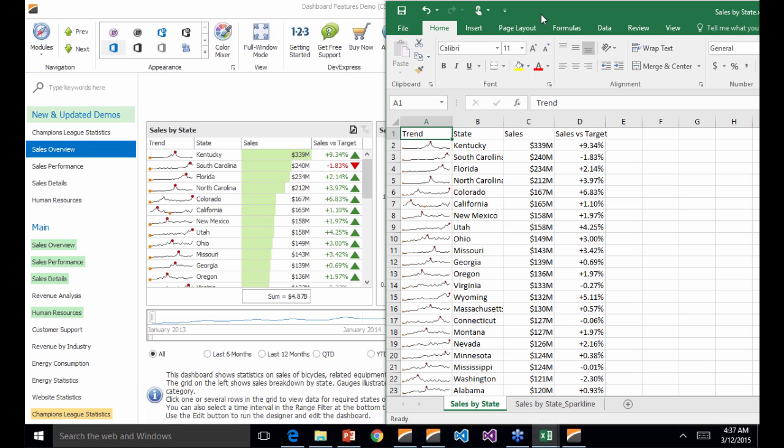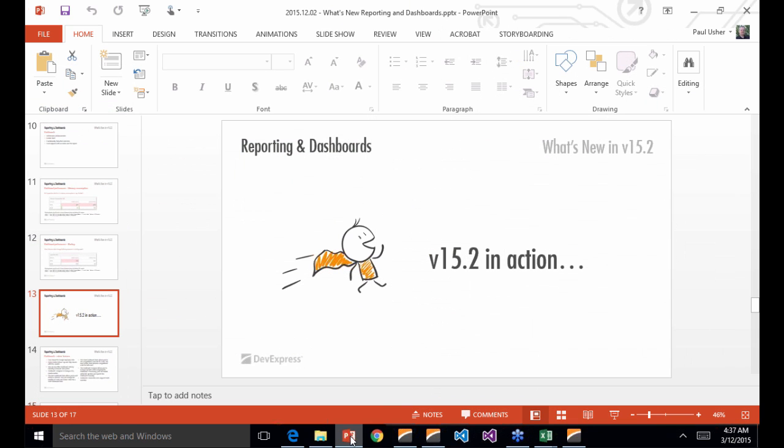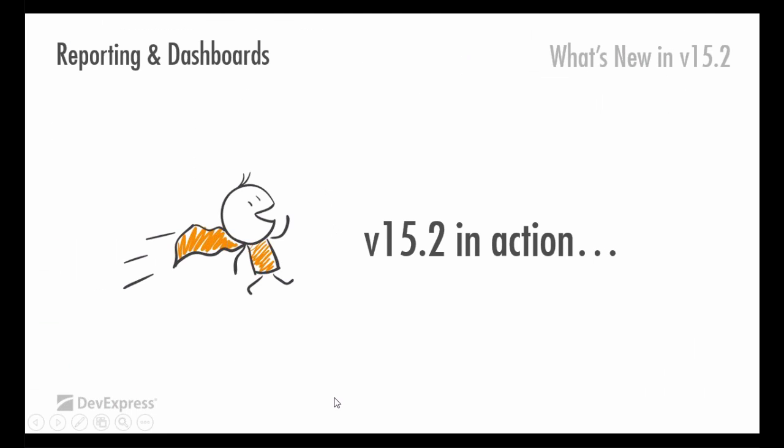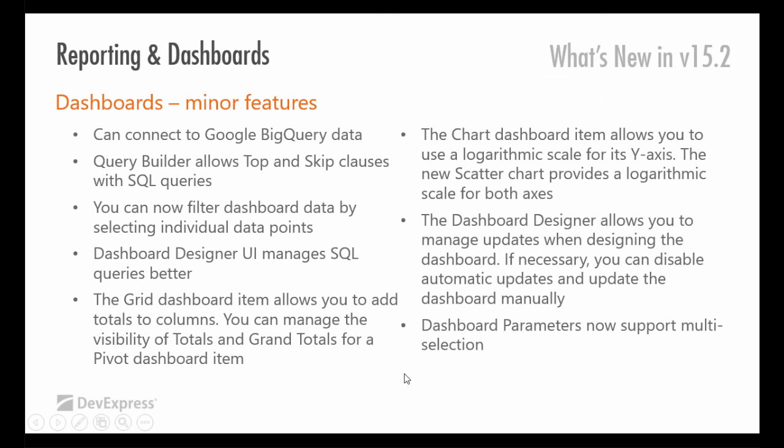So as you can see, we have the sparkline inside the Excel spreadsheet, and we also have the same data in the same order. It's not exactly the same formatting here, because that is due to the dashboard grid itself, but at least we have the right data being exported. So that's the export to Excel, and that is pretty much it for the major features inside the dashboards in 15.2.